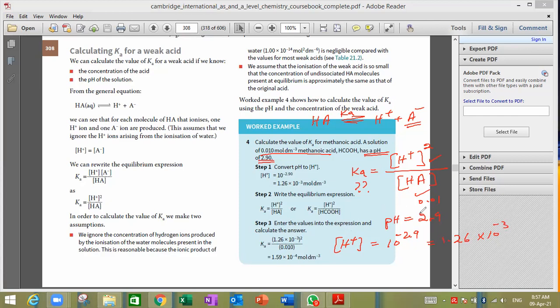So we are going to substitute this value in the law to get the Ka. So the Ka equals 1.26 times 10 to the power minus 3 squared divided by the concentration of the acid that he gave us at the beginning, 0.01. And we get the Ka value, which is 1.59 times 10 to the power minus 4. If we do this calculation, we will get 1.59 times 10 to the power minus 4.